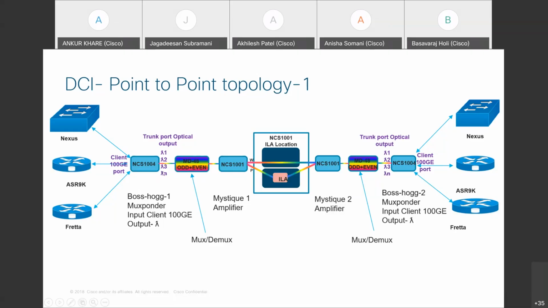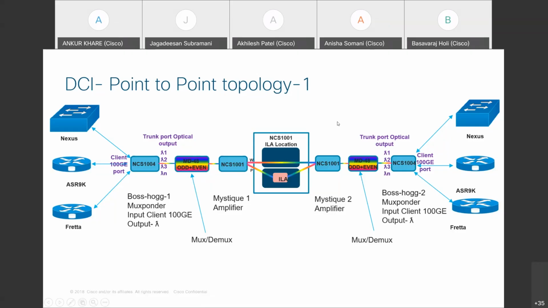After these wavelengths go into the fiber, there is a device called MD, which is nothing but a mux demux, which multiplexes all the wavelengths together into a single fiber. Another device is an amplifier, whose internal name is Mystique. When the signal travels in the fiber, the power gets reduced after some distance, so we amplify the signal.